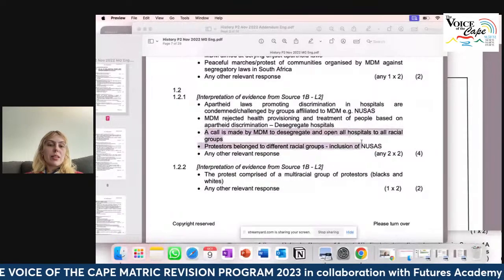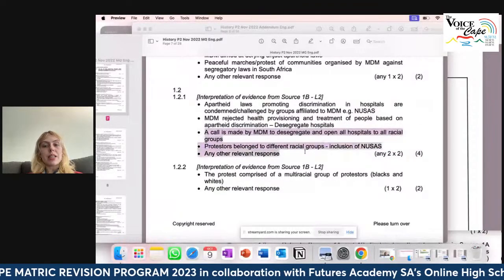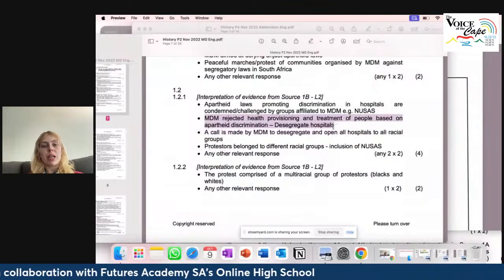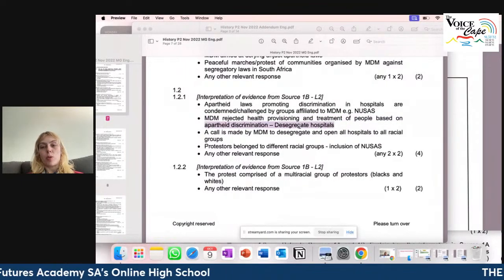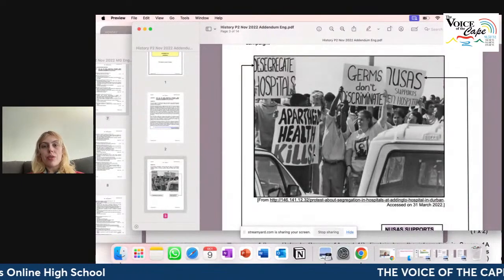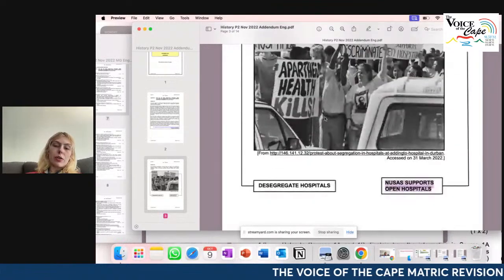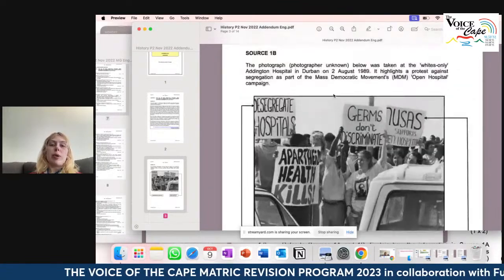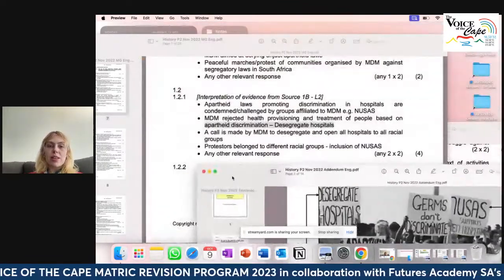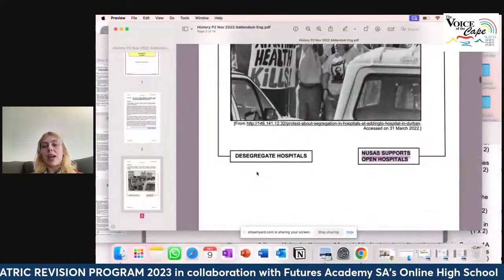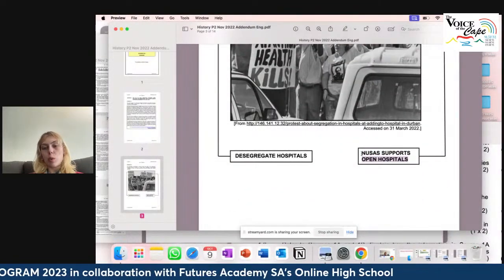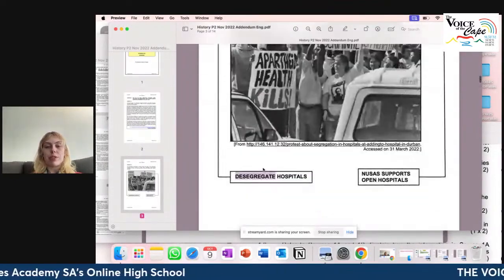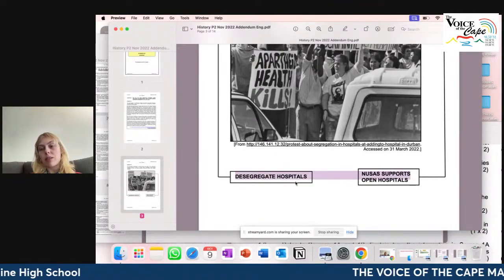A call is made by the mass democratic movement to desegregate and open all hospitals. They rejected health provisioning and the treatment of people based on apartheid discrimination. They wanted hospitals to be desegregated. So already you could hit a lot of those just by physically describing what you're seeing here. So when you're answering a question about what message, state the message and then say, as seen by, for example, the poster saying NUSAS supports open hospitals, or they're calling for the desegregation of hospital facilities, for example, with the poster saying desegregate hospitals.